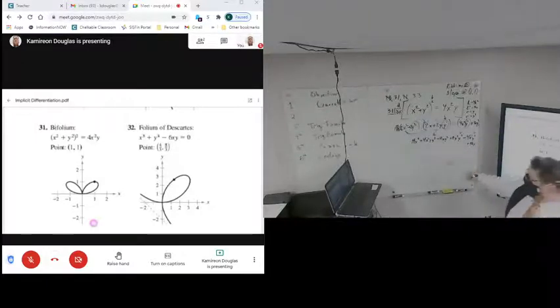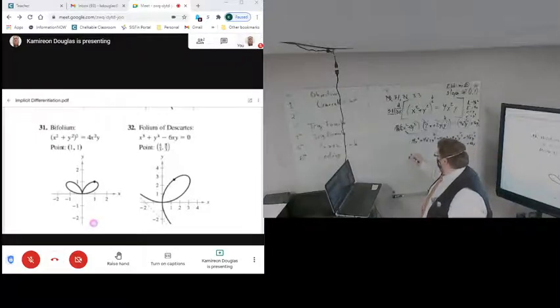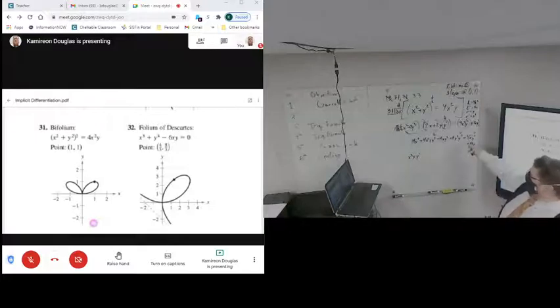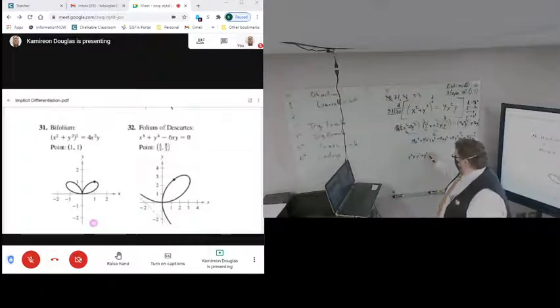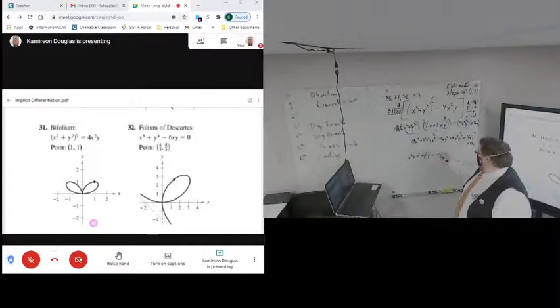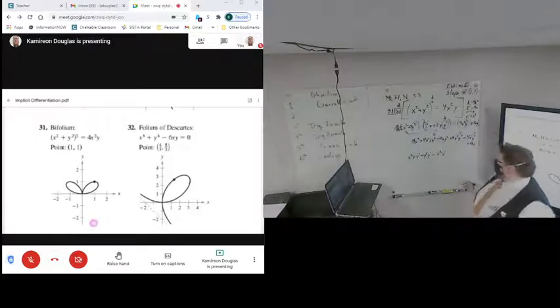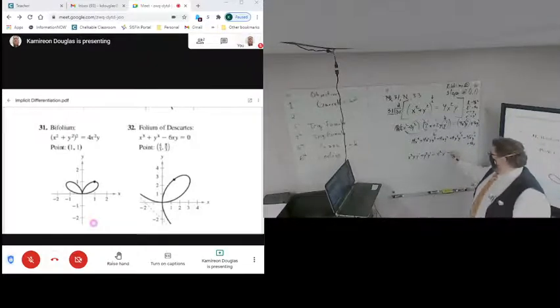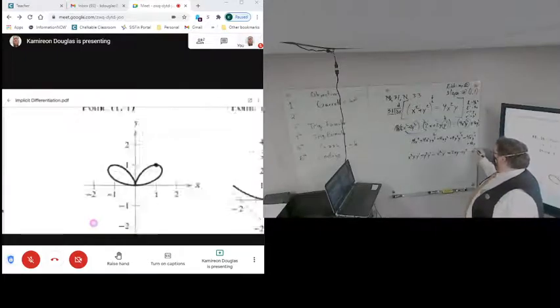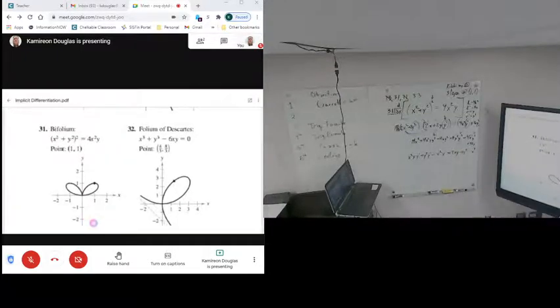Let's try it. We'd have x squared y prime plus y cubed y prime minus x squared y prime equals 2xy minus xy squared minus x cubed. It's beautiful, I know.